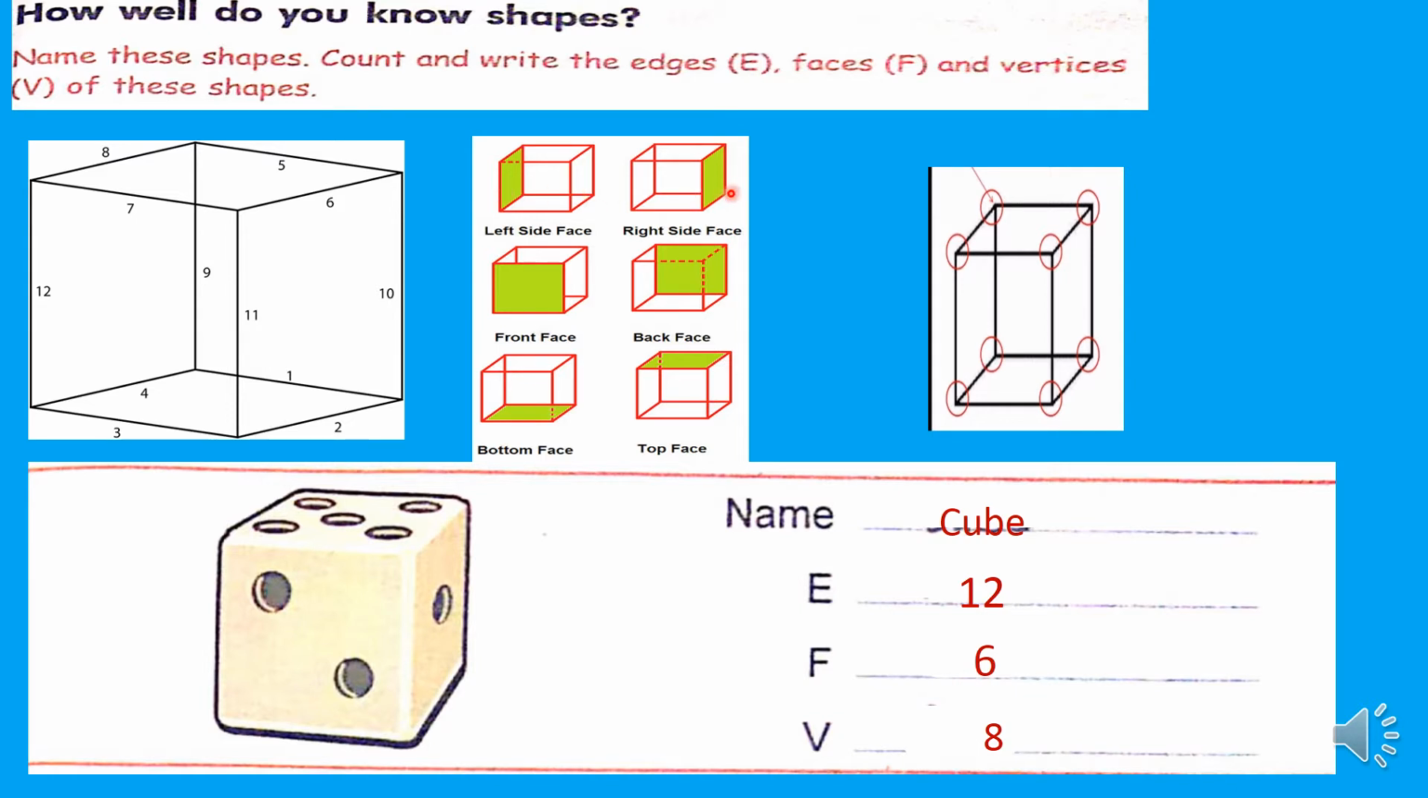Next, how many faces does this cube have, children? 1. Left side, right side, front, back, bottom, top. So total 6 faces. 1, 2, 3, 4, 5, 6. So total 6 faces the cube has. That's why we are writing 6 here. Okay. Now, how many vertices? V for vertices. How many vertices does this cube have, children? Count now. 1, 2, 3, 4, 5, 6, 7, 8. So the cube has 8 vertices.